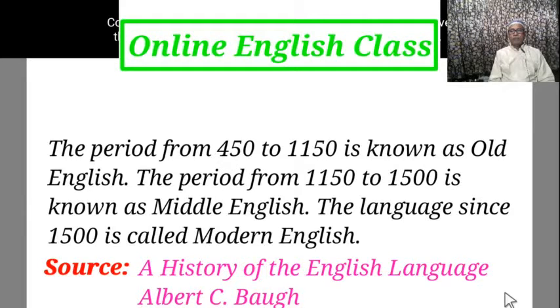The period from 450 to 1150 is known as Old English. The period from 1150 to 1500 is known as Middle English. The language since 1500 is called Modern English.